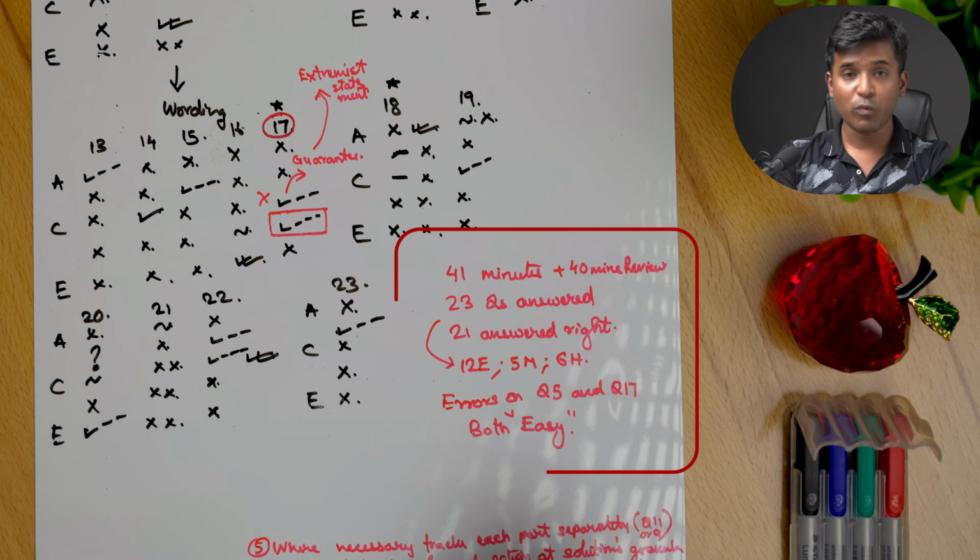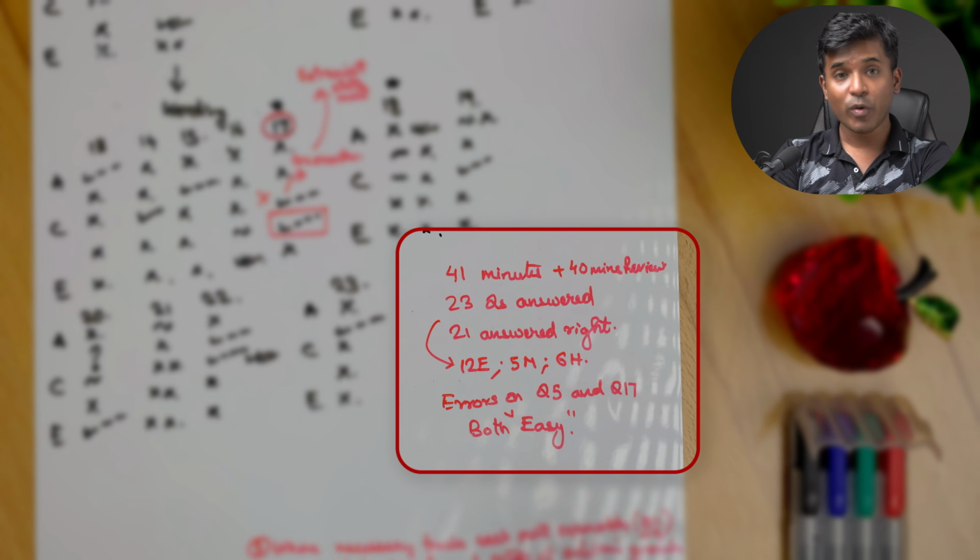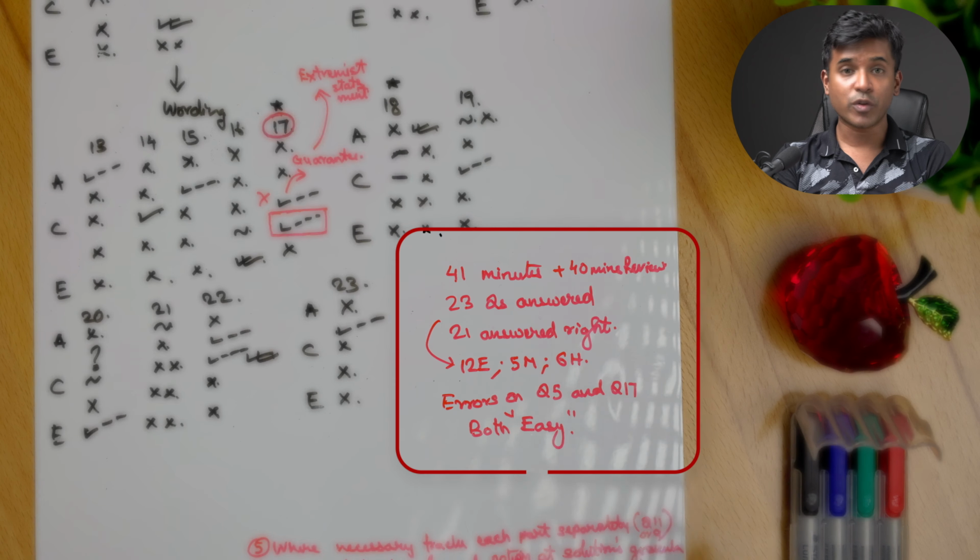My study session on day 36 was pretty short and targeted. I kickstarted my preparation for the critical reasoning question type. I attempted one practice set consisting of 23 questions. It took me 41 minutes to get through the practice set and another 40 minutes to conduct a thorough performance analysis. The 23 questions consisted of 12 easy, 5 medium, and 6 hard questions. I was able to answer 21 of those questions correctly.